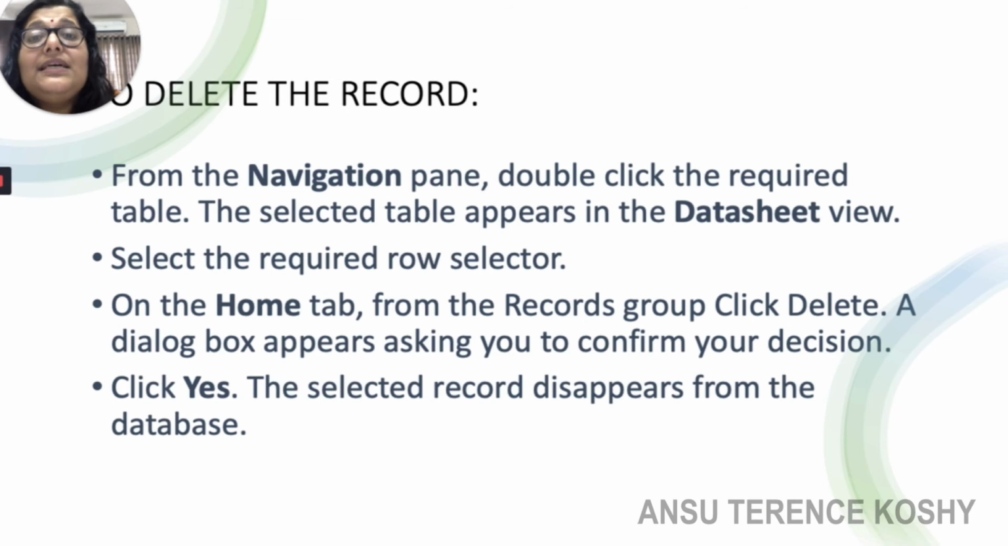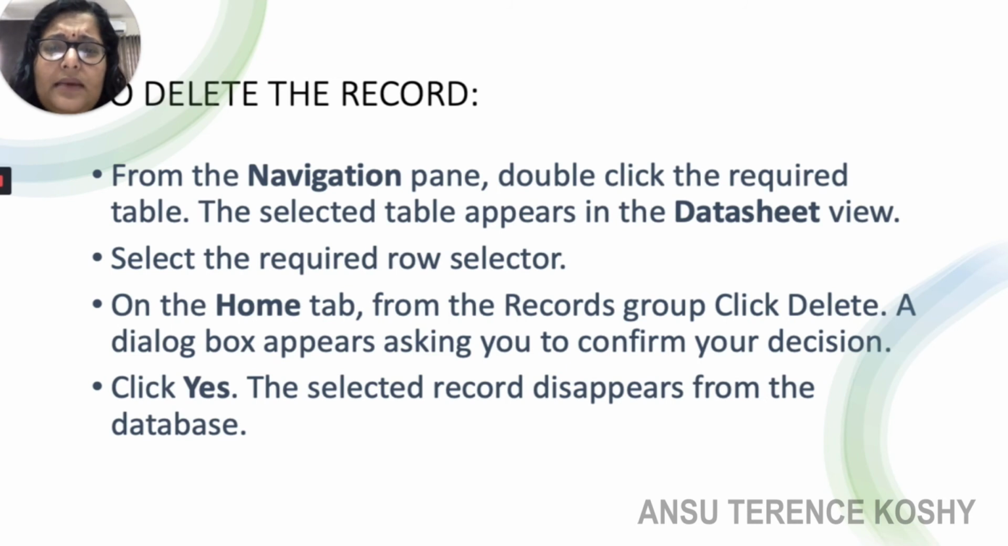To delete a record, how do you delete a record? I told you you can always create a new record and you can always delete also. Now these steps are to delete the record. From the navigation pane, double-click the required table. The selected table appears in Datasheet view. You have to go to the navigation pane like before, and select the table that appears in the Datasheet view. Select the required row selector.